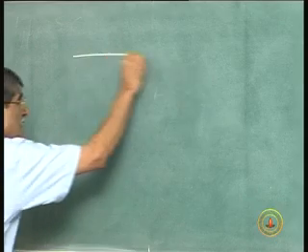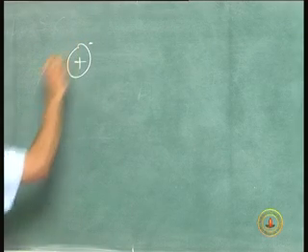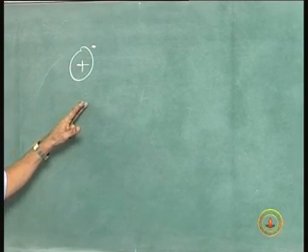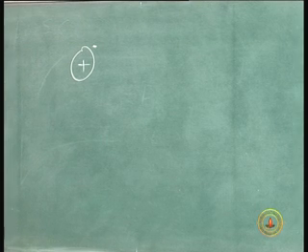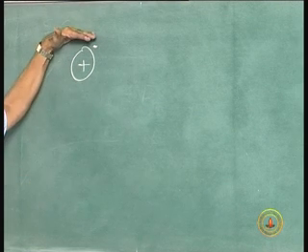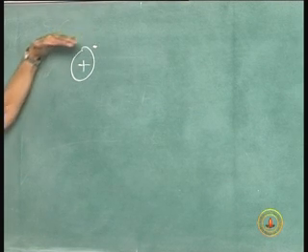Okay. Now, what I am trying to point out is, if there is a donor level, and the electron is occupying it, that is neutral. If the donor level is below the Fermi level, that level is occupied. If it is occupied, it is neutral.